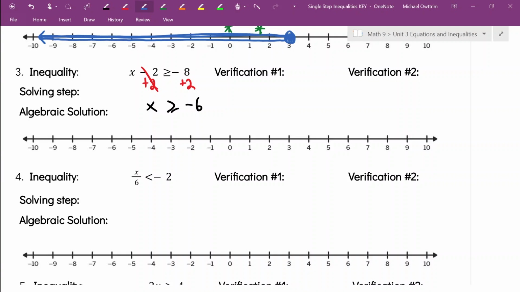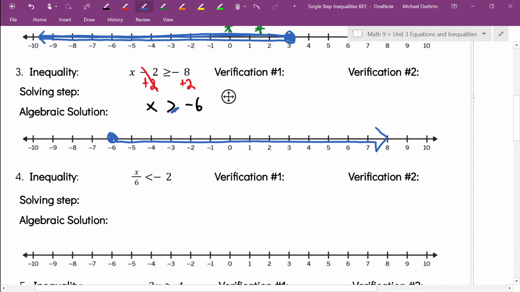So let's go ahead and start our inequality at our negative 6. Since we do have our equality part of this, we're going to say that we can be equal to negative 6 by shading in that dot. And then where are the numbers that are greater than negative 6? That's our arrow going to the right.